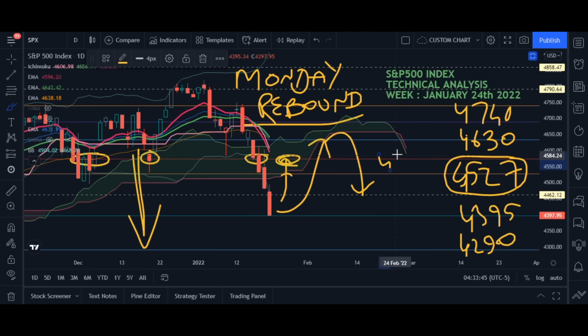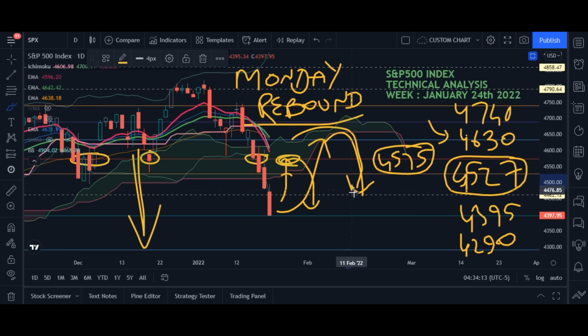So this 4575, write it down, 4575. The market will hit around this 4575, and then only it can come down. And if for some reason it moves further up, then it is going to hit this 4630. When it hits this 4630, then it will come down, as I mentioned here.